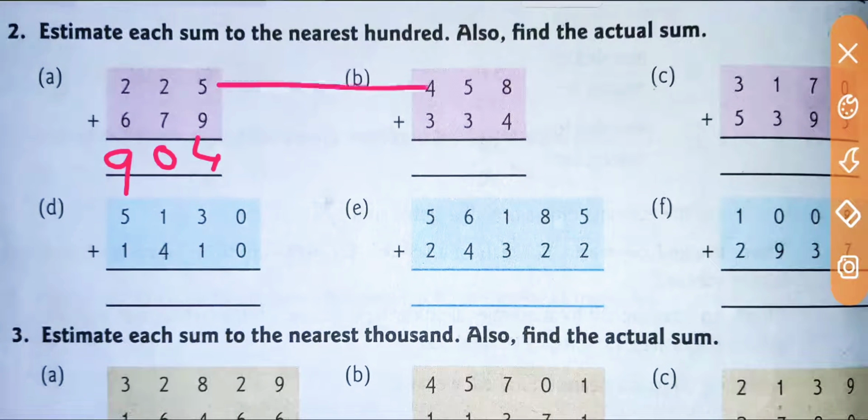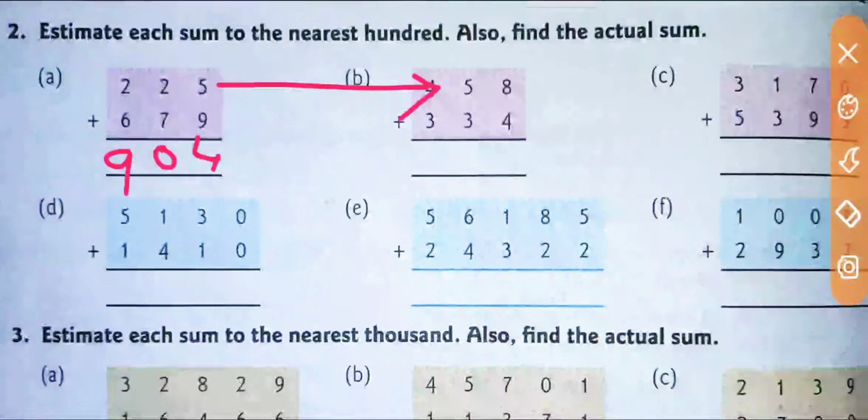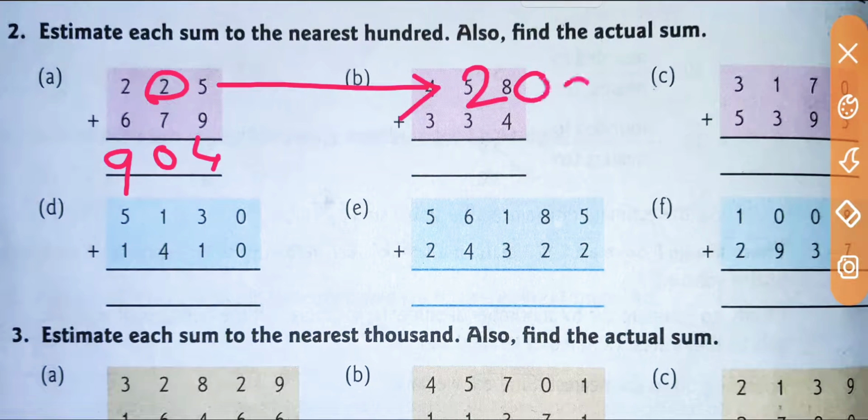For the first one, the number is 225. If we round this number to the nearest 100, then we have to check the digit of tens. That means this one is 2, and 2 is less than 5. Since this 2 is less than 5, we will not change anything. We will put 0 at the place of ones and tens. So the rounded number for 225 will be 200.